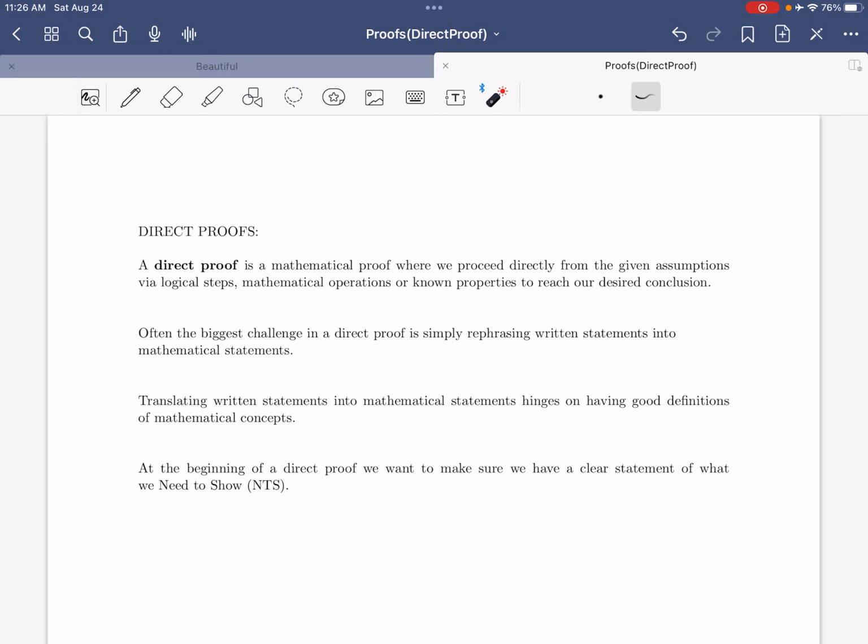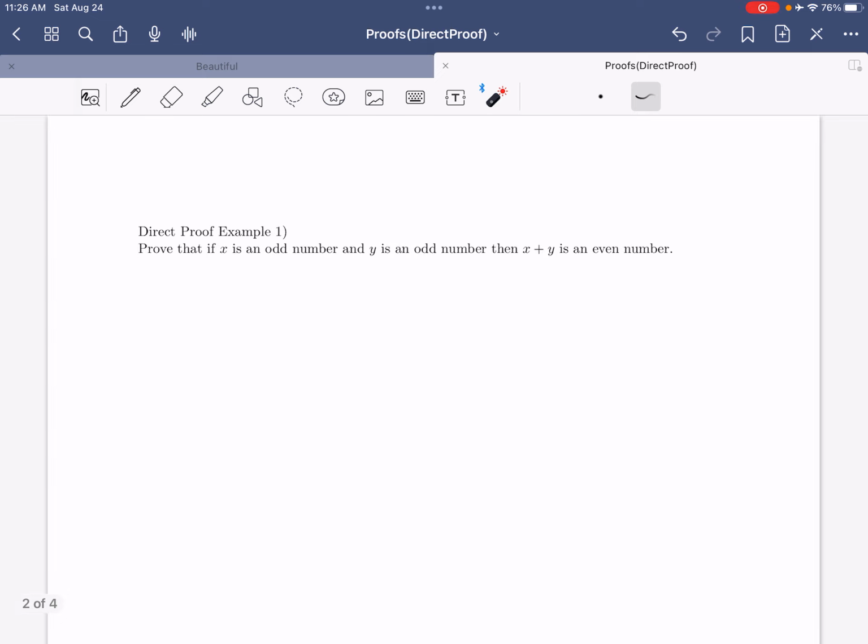So, without further ado, let's take a look at a couple examples of direct proof. So, here's our first example we'll talk about.